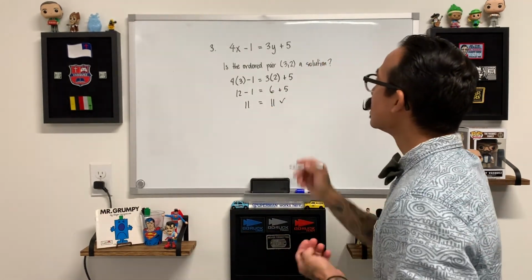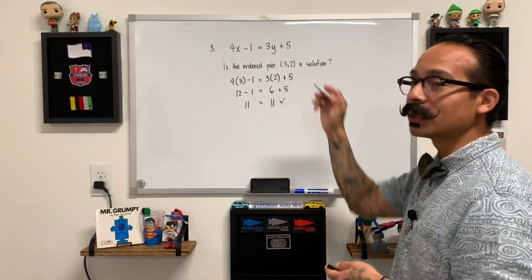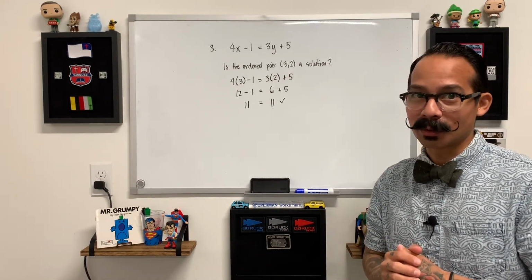That's your true statement. So since that is a true statement, then yes, we can say that 3, 2 would be one solution for this two-variable equation.